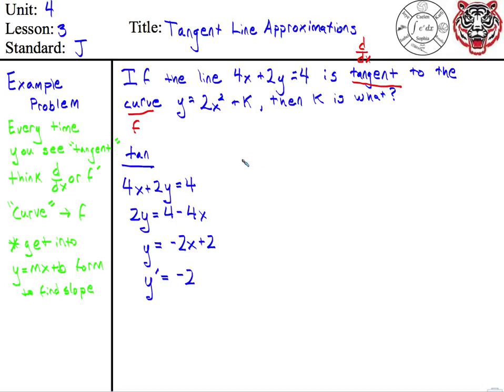Let's look at the actual curve. So the actual function. So we'll say this is the curve. So what was our curve? It was this thing. Let's copy it down. That was y equals 2x squared plus k.